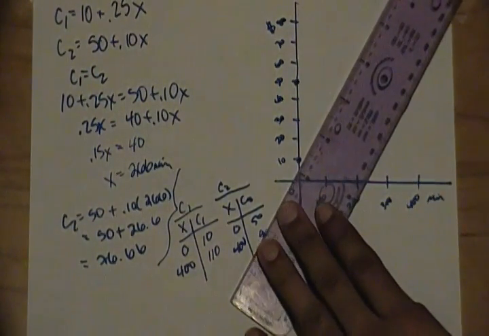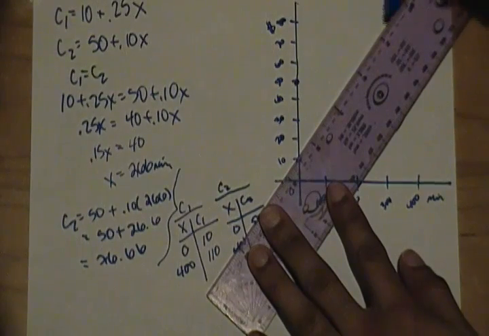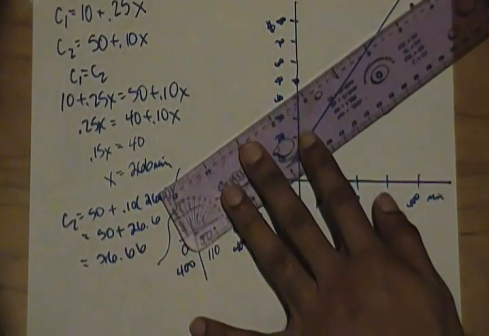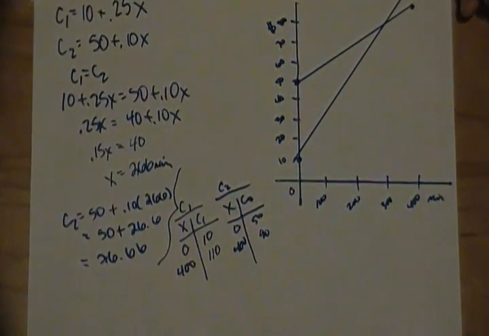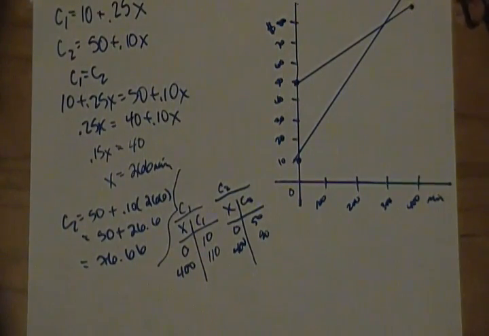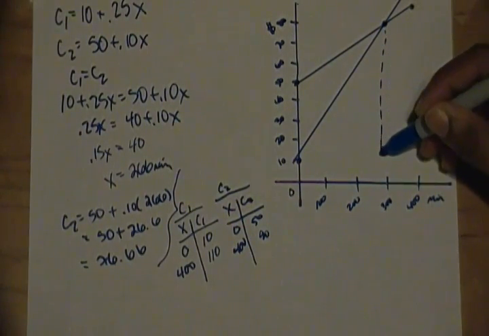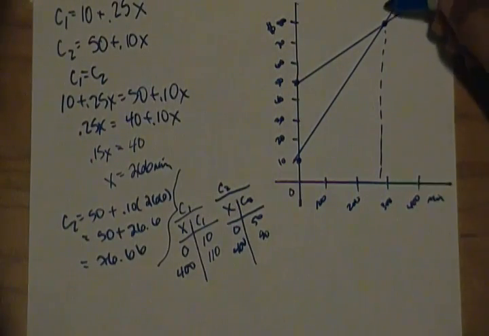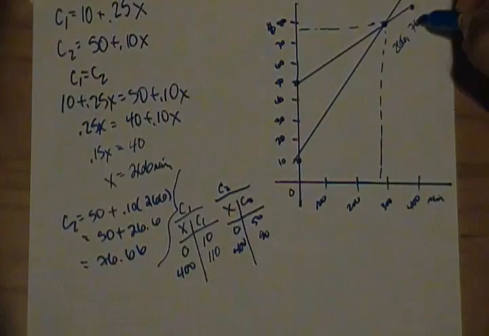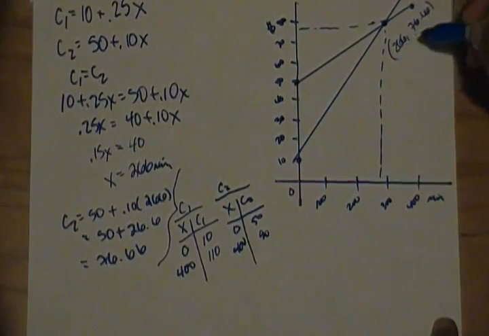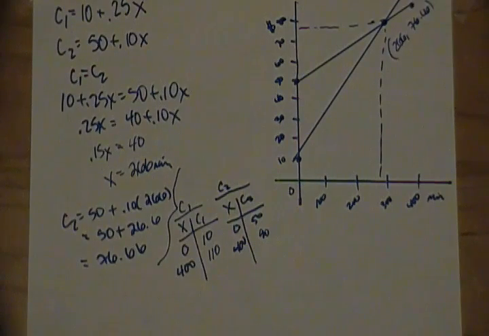So let's see. Those were the first 2 points. Here are the next 2 points that I just found out. And so the intersection is 266 and 76.66. So based on this graph, I can figure out which one's the better deal depending on the amount of time I use.